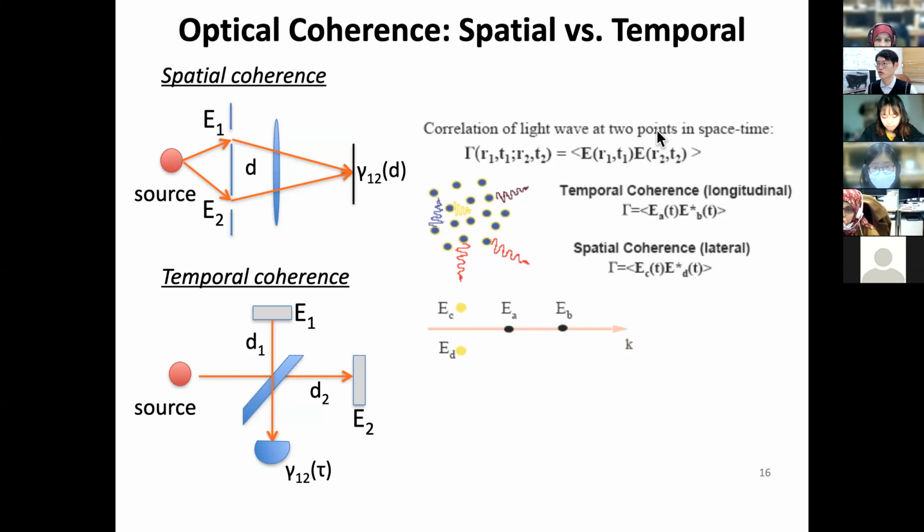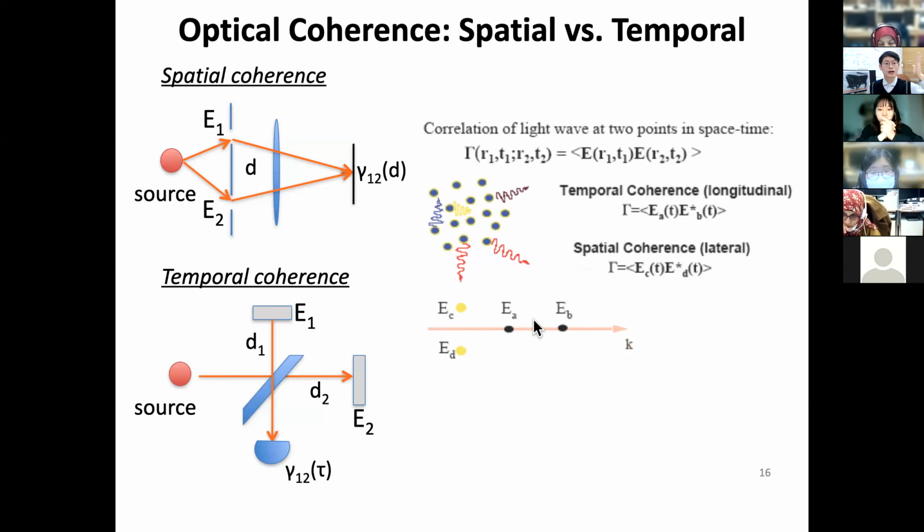It is the correlation of the light wave at two points in space and time. So we are discussing the correlation between one point at one time and another point at another time. When we do correlation, that relation is what we mean by coherence. Let's look at this one, point A and point B while the wave is propagating. The space is different, but this is really about different time points. So the correlation between these two is what we call temporal coherence.